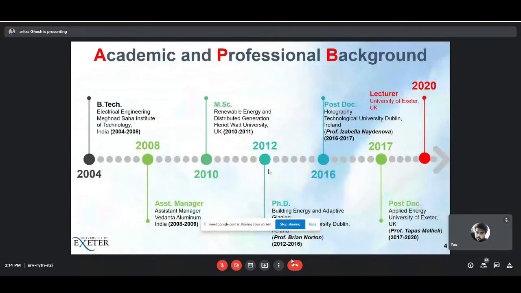This is my brief introduction. My first degree was electrical engineering from Magna Institute of Technology. Then back in 2008, I worked for Vedanta Aluminium for 1 year. Then I came here to the UK, did my master's, then my PhD, and postdoc 2 times. And then from last year, I started my career as an academic here at the University of Exeter in the Renewable Energy Department.